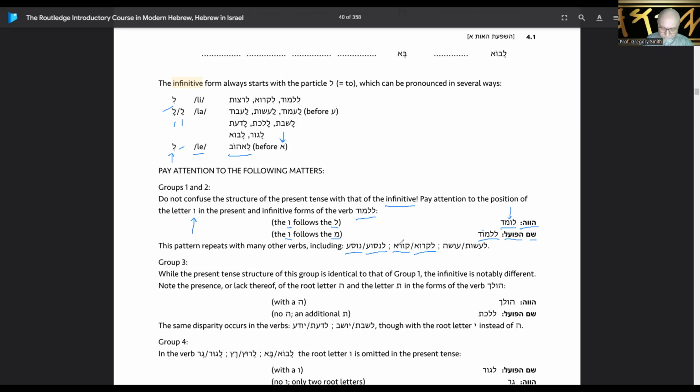Here we go. קורא, yeah, kore. Okay, that means a single reader, like hu kore, he is reading. Hu kore. Okay, la'asot.